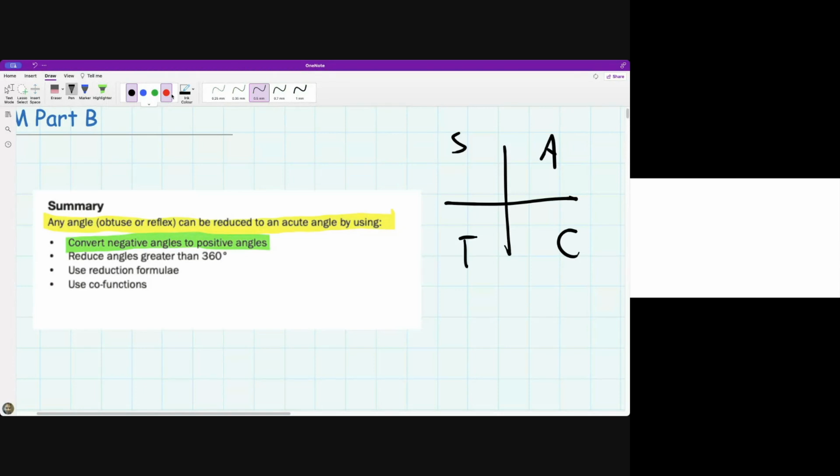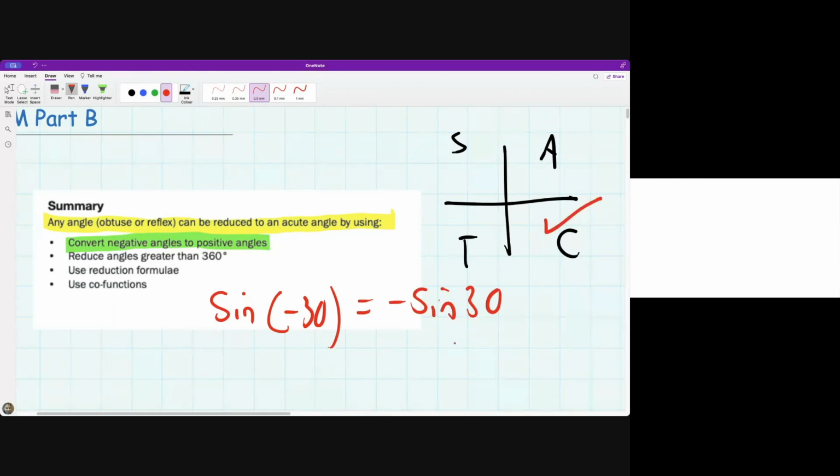So an example of this would be that the sine of minus 30, that is in this quadrant here, and so this would be minus sine 30. But if I said to you the cos of minus 30, this would just be positive cos 30, because in this quadrant cos is positive. So that's an example of changing from a negative to a positive angle using the CAST diagram.